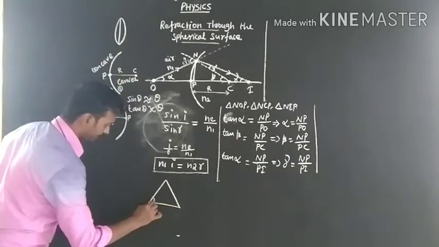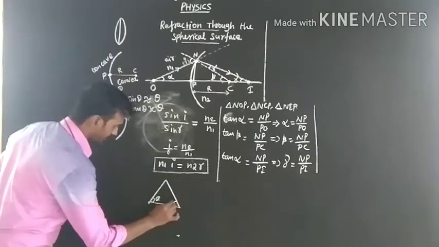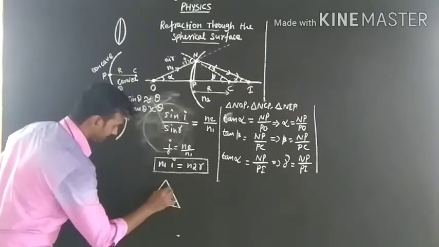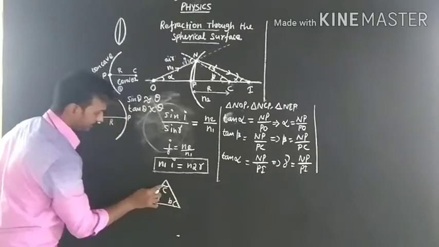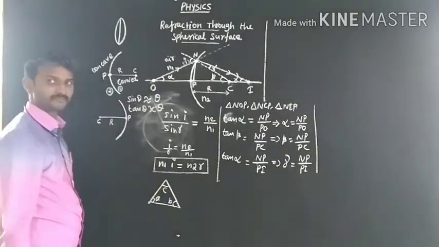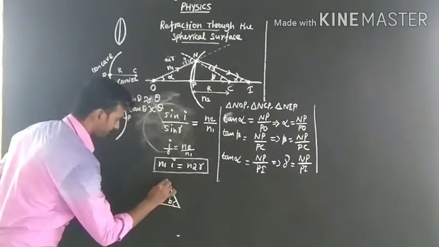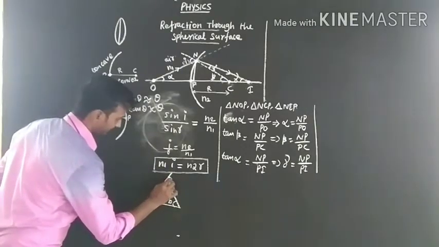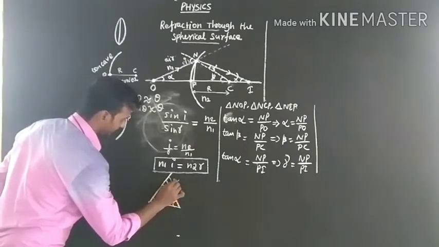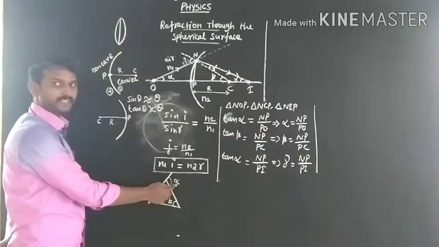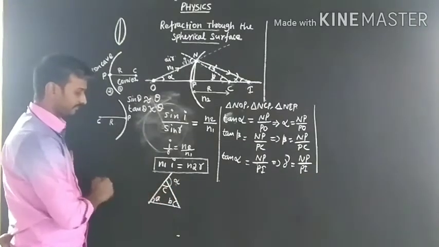It consists of three angles, A, B, and C. These are the interior angles. Suppose I am going to extend this line. Here one angle is taken as alpha. Here alpha is the exterior angle for this triangle.